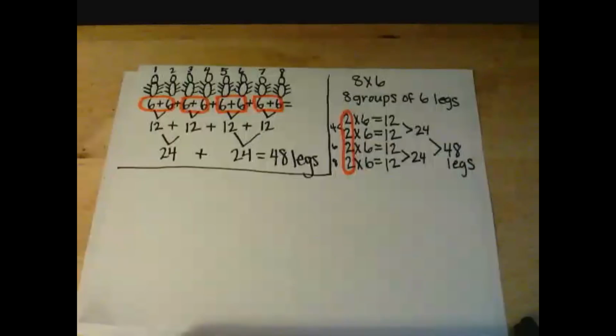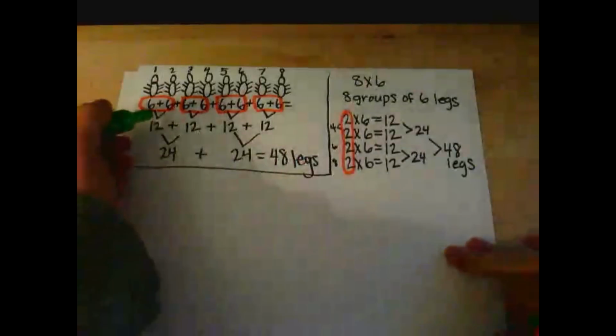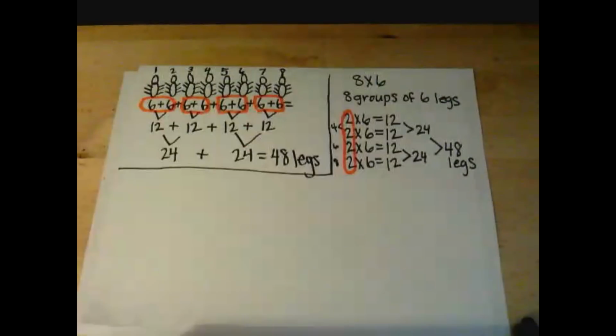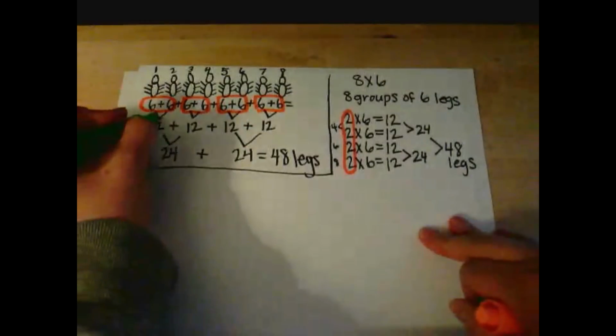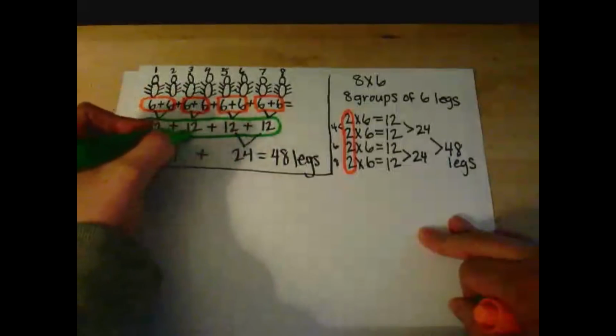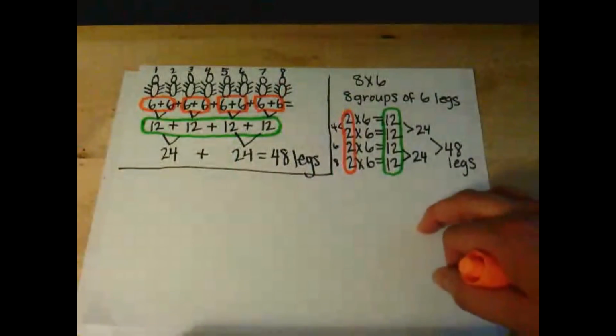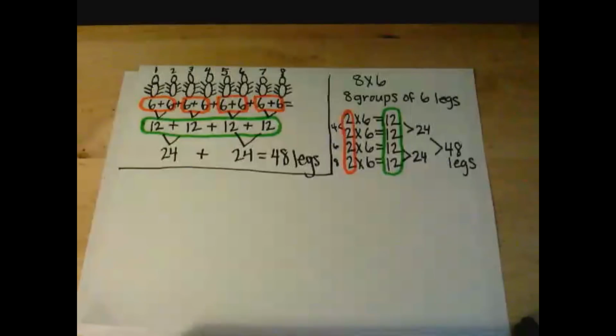Are you noticing something else that might be similar? Look at this. Here we have 4 12s. So 4 12s here. And I also notice 4 12s over here. Do you see something else that's similar?